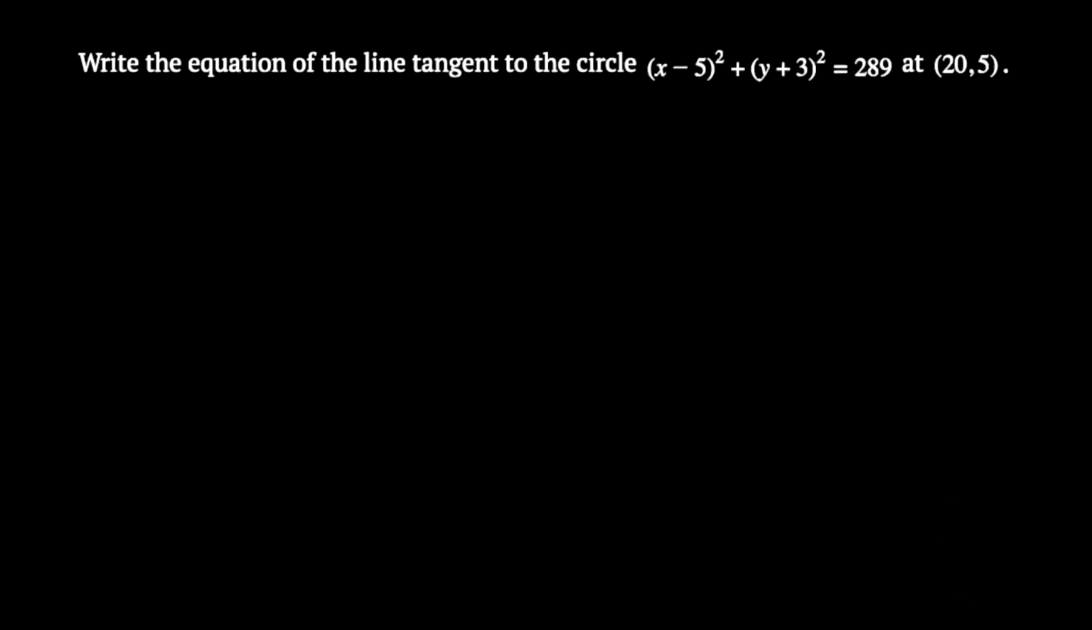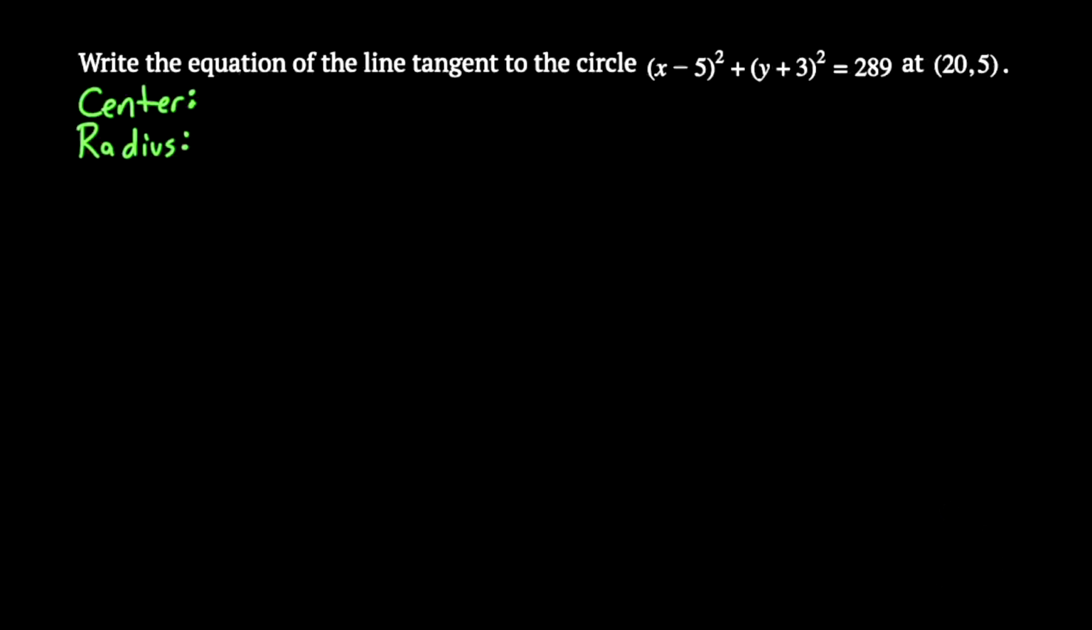Alright, so now it says write the equation of the line tangent to the circle (x minus 5) squared plus (y plus 3) squared equals 289. And the point that we're looking at is (20, 5). So we don't have to do any work to find the equation of the circle. It's already given to us. But it's good to know the center and the radius.